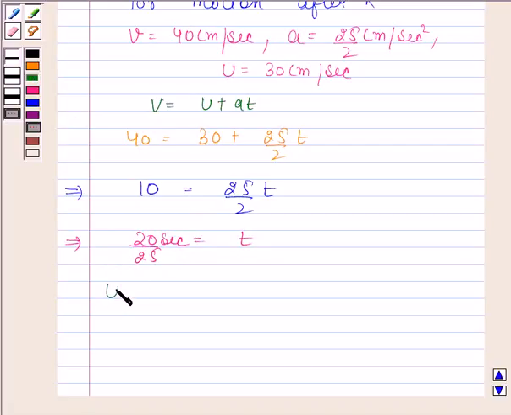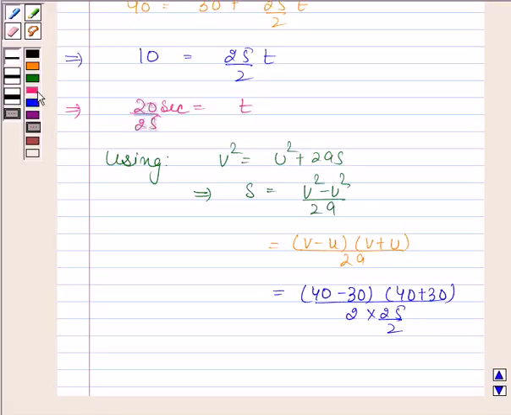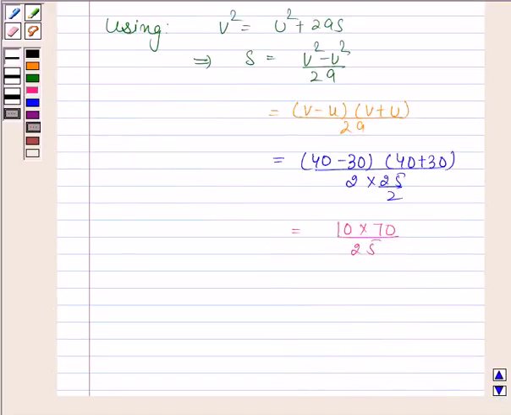Now, we also know that V squared is equal to U squared plus 2AS. So by using this equation, we will now find S. Now, this implies S is equal to V squared minus U squared divided by 2A. Now, this is equal to V minus U into V plus U divided by 2A. V is 40 and U is 30 and A is 25 by 2. This is equal to 10 into 70 divided by 25, and this is equal to 28 centimeters.